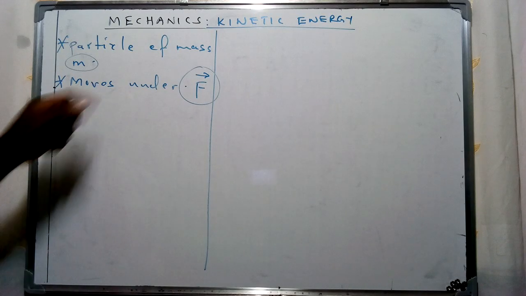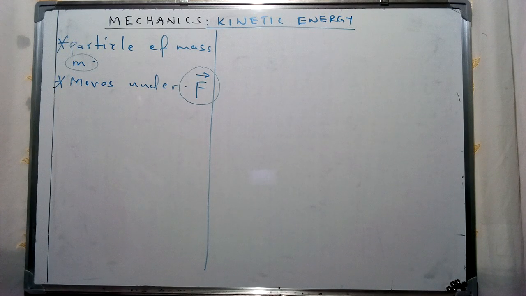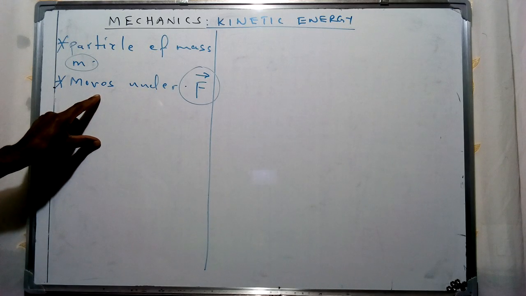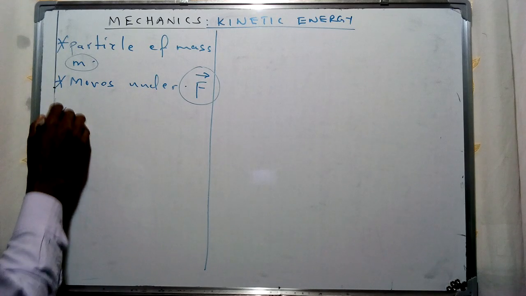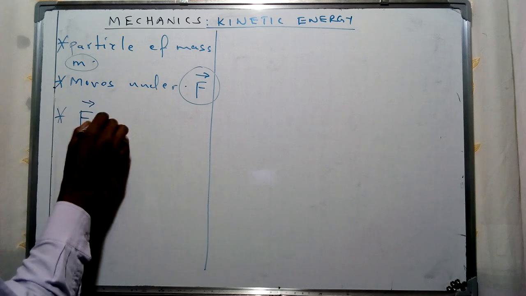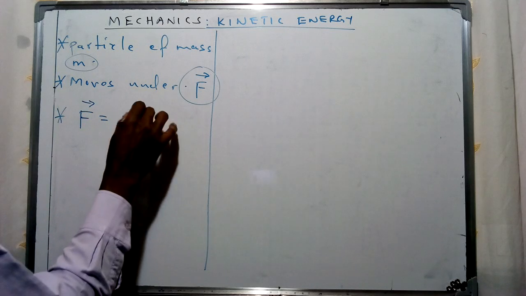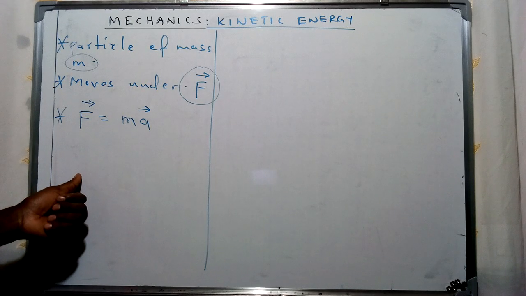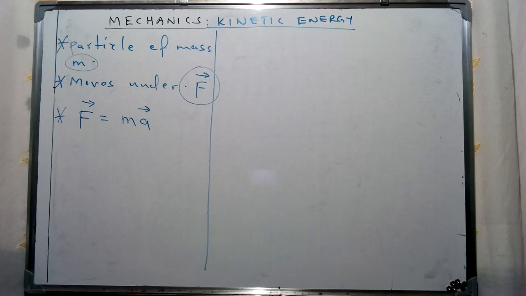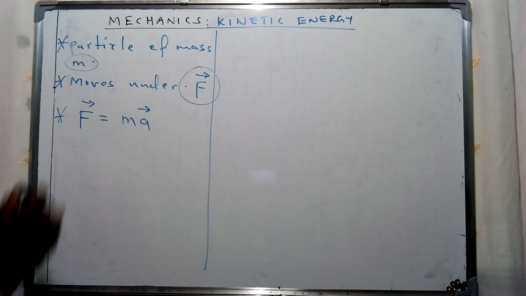Now, considering this specific force acting on this particle, we can consider this from Newton's second law of motion, whereby if this force is a constant force, we can represent it using the relationship that force is equivalent to mass times acceleration, F = ma. From Newton's second law of motion, this gives us this specific relationship.